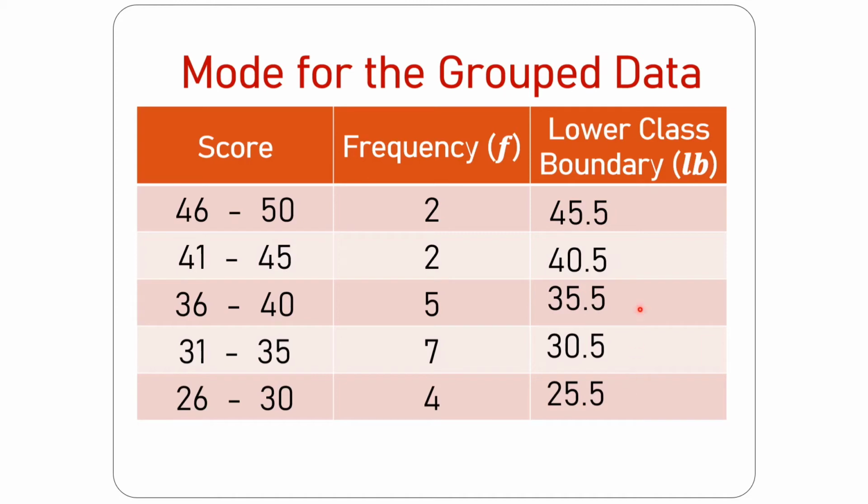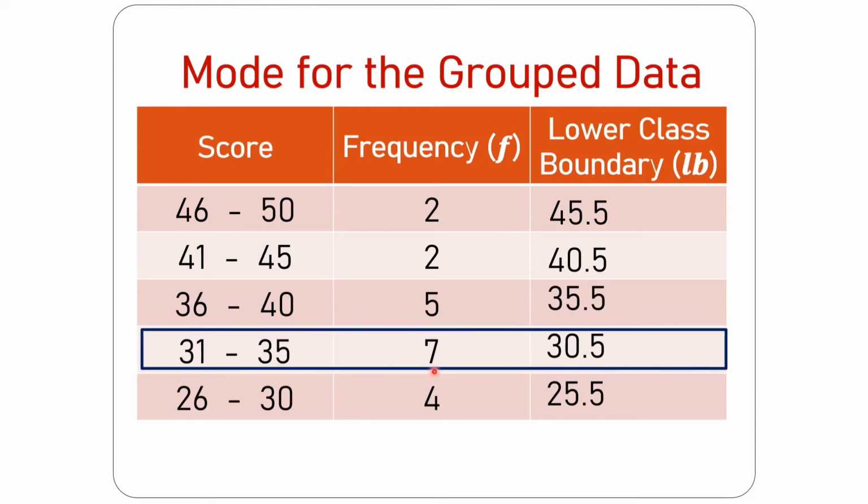After completing the table, we are going to determine the modal class. If you still remember, the modal class is the class with the highest frequency. In this example, the class with the highest frequency is 31 to 35, which is 7. Therefore, this row is the modal class, meaning the computed mode falls within the class 31 to 35. From here, we can now obtain all the values of the unknown variables in the formula.